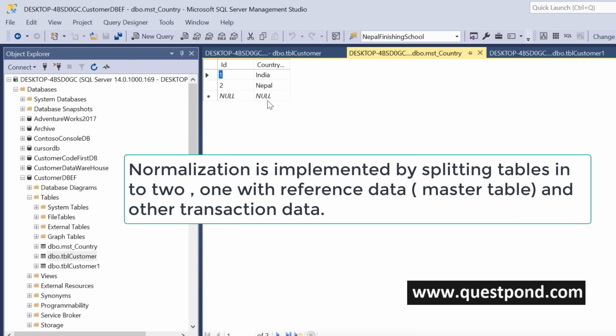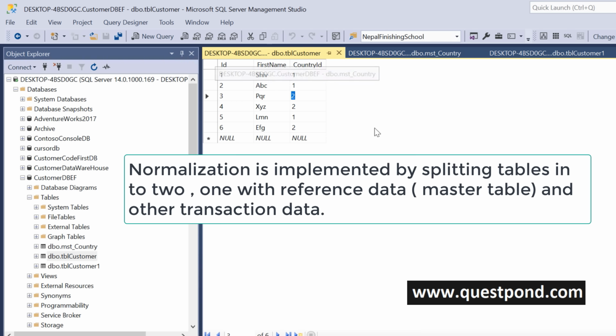2 is for Nepal. Now we don't have any redundant data. So to implement normalization, we split the tables. One table has the reference data and that reference ID is referenced in the transaction table or in the other table, right? So this is how we implement normalization.